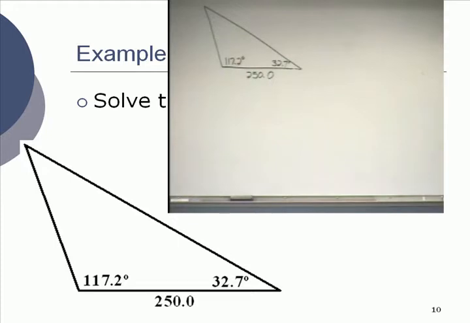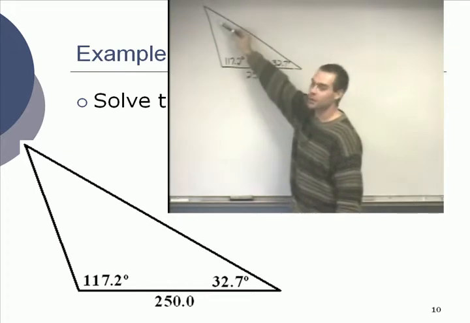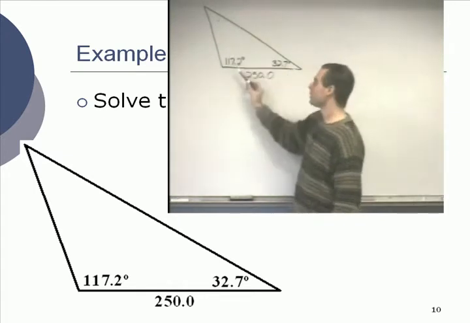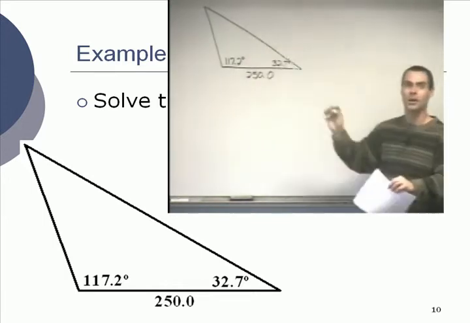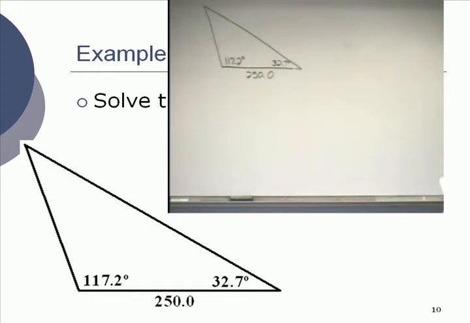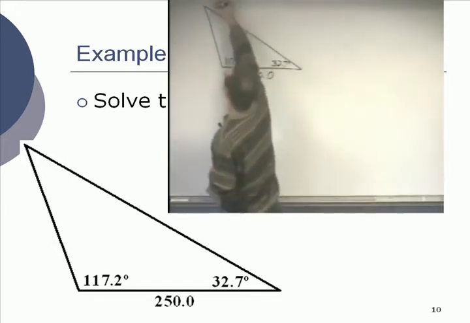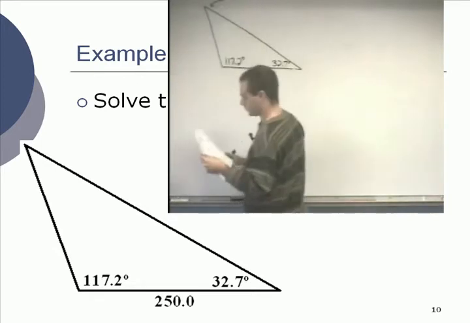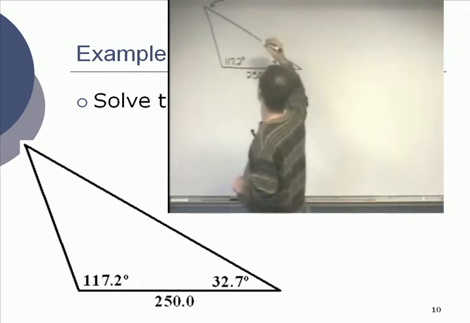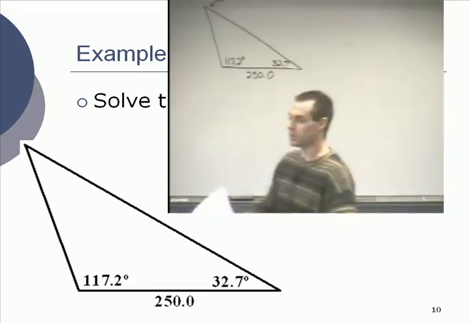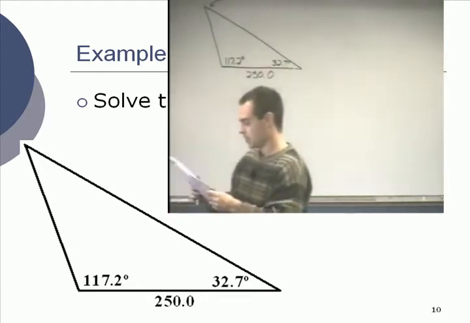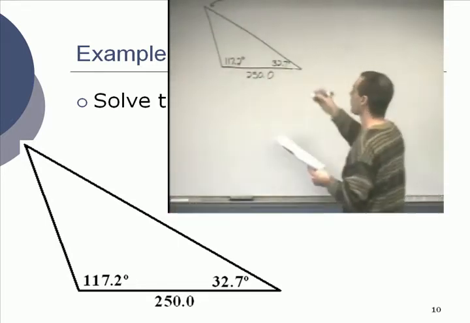Not immediately, but we know this side, so we would need to know this angle. Do we know that angle? We do. As long as we know 2 of the 3 angles in a triangle, we can subtract to find the third one. So technically, we're not given the third angle here, the angle we need, but we can find it real easily. So we can do that. This angle will be 180 minus 117.2 minus 32.7. Turns out to be 30.1 degrees.